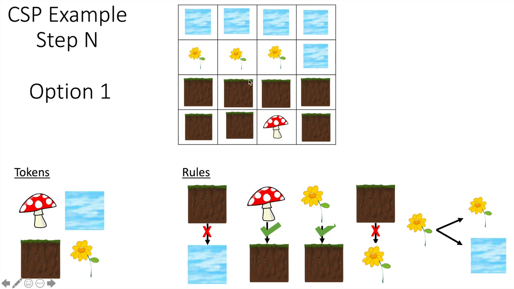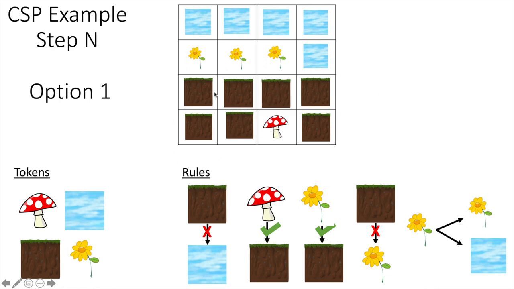So here'd be an example, right? So option one, we have three flowers in a row. We have the sky, we have the ground, we have a little mushroom below the ground. This looks good, right? We followed all these rules, and I even got it right, we couldn't have a mushroom here. We followed all these rules, and it looks fine. It looks like a reasonable scene.